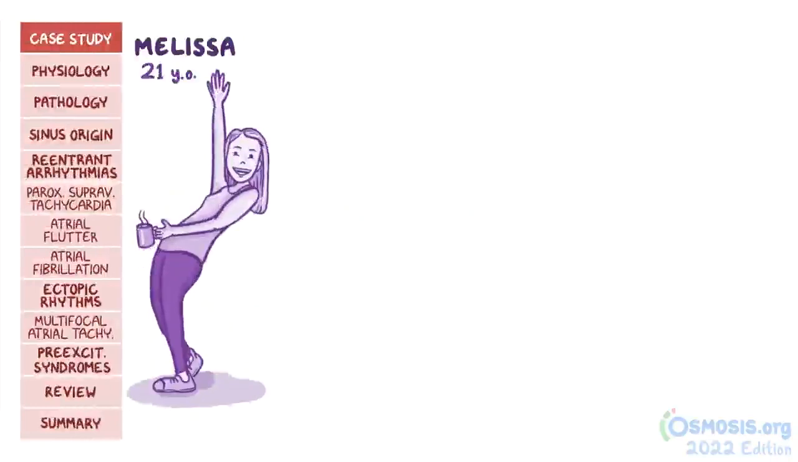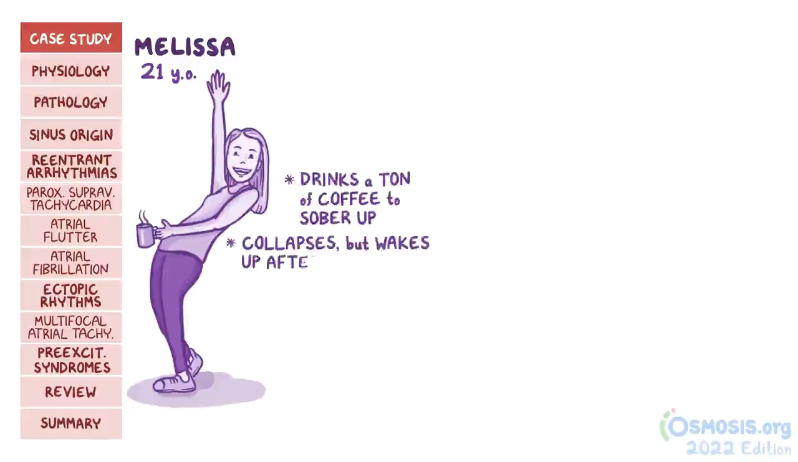Melissa is a 21-year-old college student who's having the time of her life at a party. It's late, and unfortunately, she has class the next morning, so she drinks a ton of coffee to sober up. On her way out, Melissa collapses to the floor, but wakes up after a couple of seconds. On her way to the emergency room, she tells the paramedics that she's aware of her heartbeat.